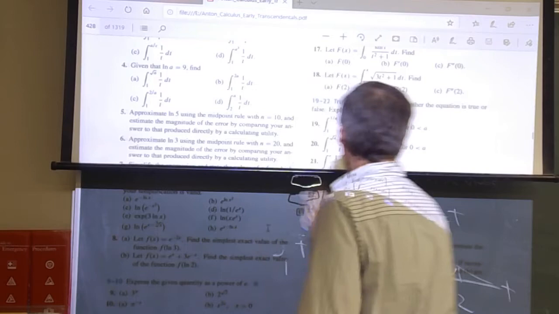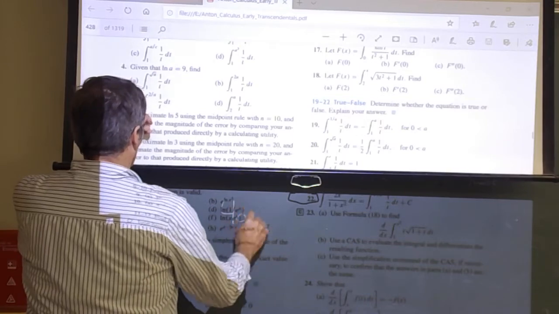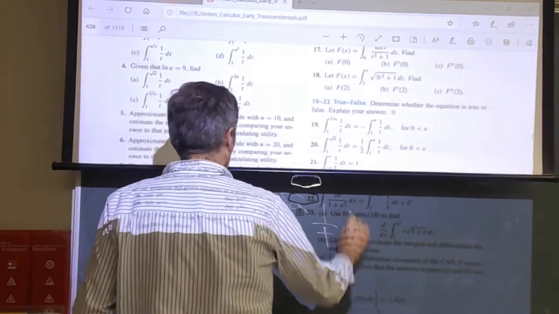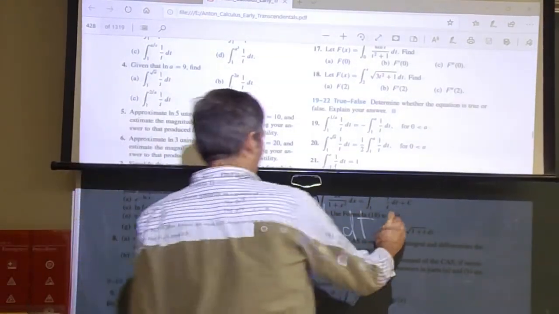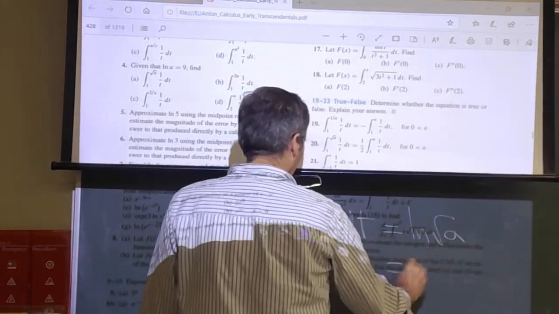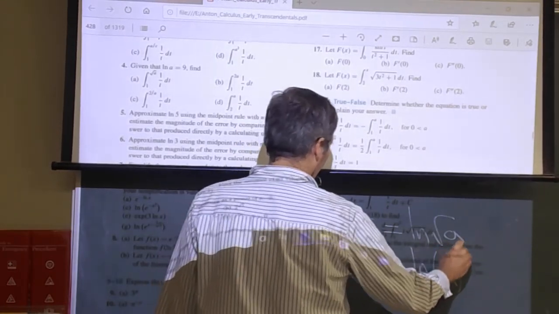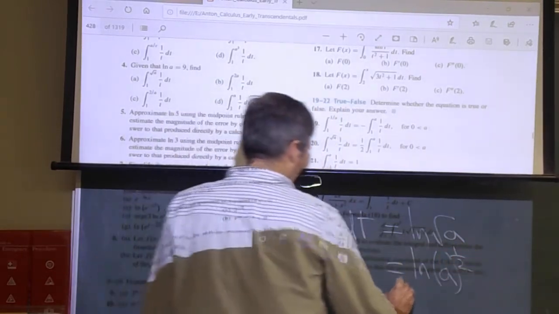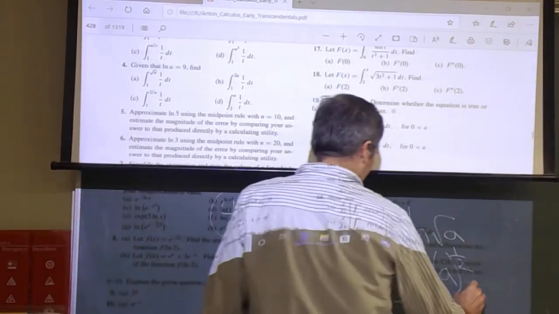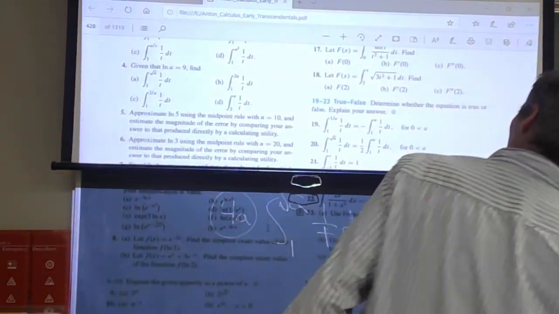All right, how about number 4a there? Suppose I want to find the integral from 1 to square root of a of 1/t dt. What is that? Well, by this definition, this is ln of x if you go to x, so this must be ln of square root of a. But you use your properties of logarithms, and square root of a is a to the 1/2. And now you pull down the power and you get 1/2 ln a. And if ln of a is given to be equal to 9, this is 1/2 of 9 or 9/2. So that's how you can do these easy problems.